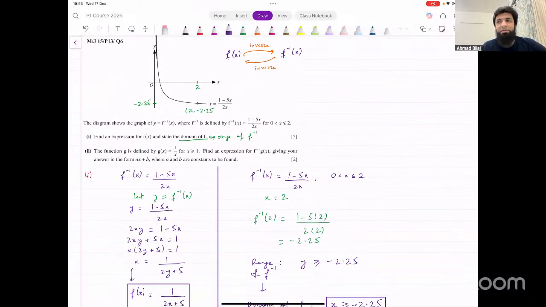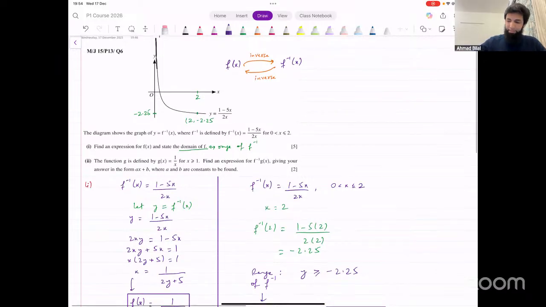Any problems with this? Any problems with this, anyone? No problems? Okay.